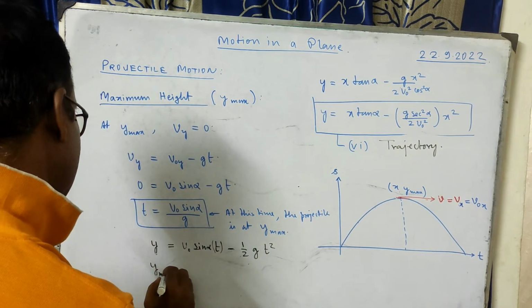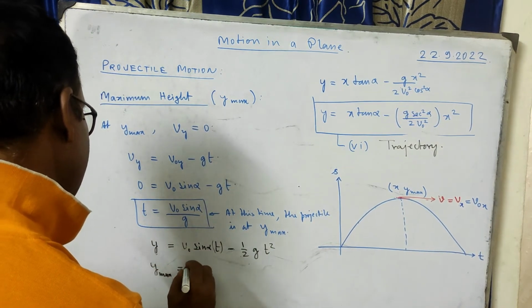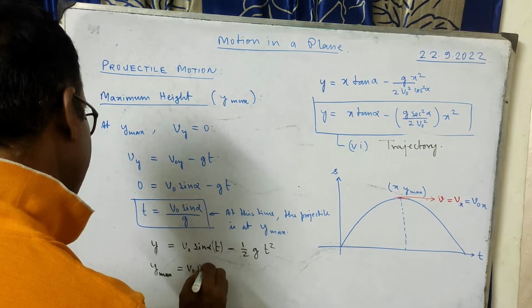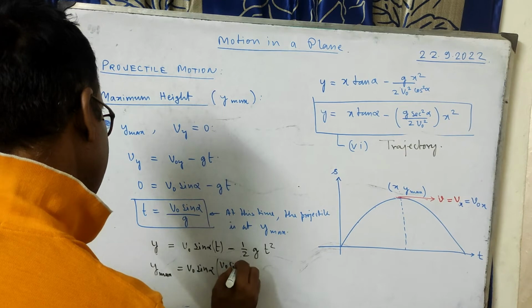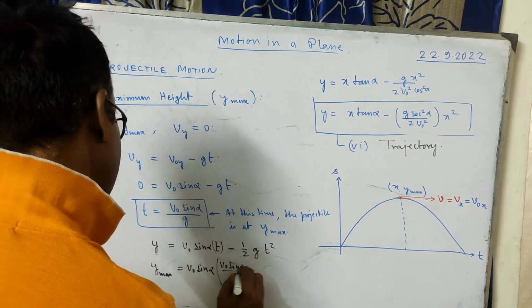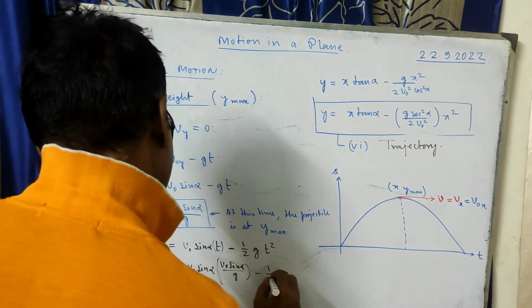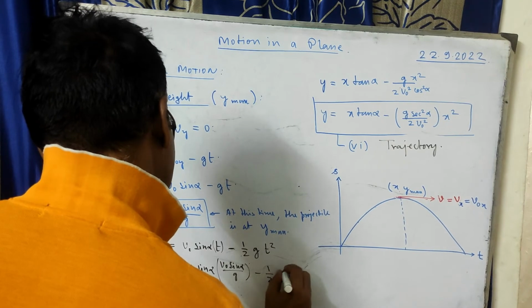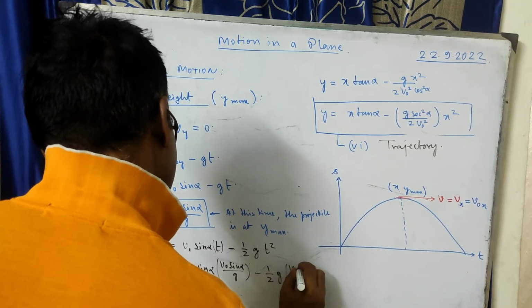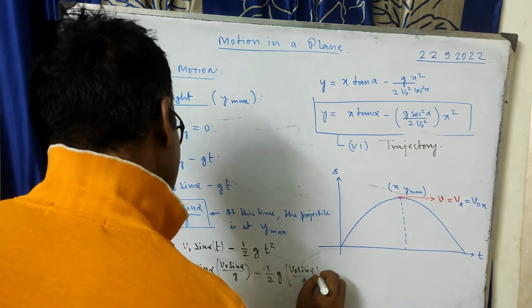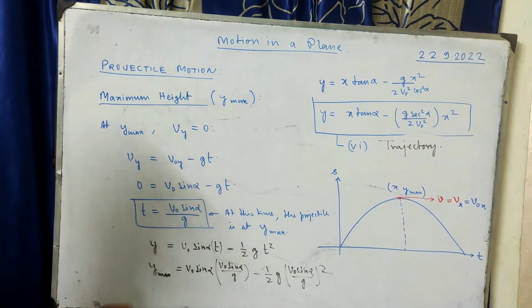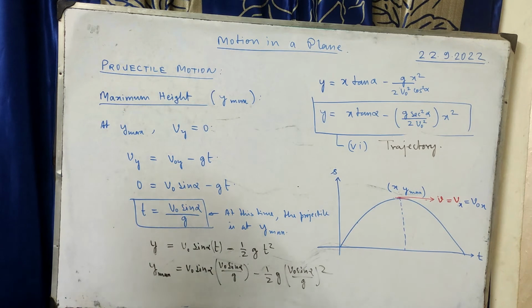So y max is equal to V0 sine alpha times t, and t is nothing but V0 sine alpha by g, minus half g t square, which is V0 sine alpha by g the whole square, right? So this is your y max. We have to simplify it further. Got it? We have to simplify it further. Do it.